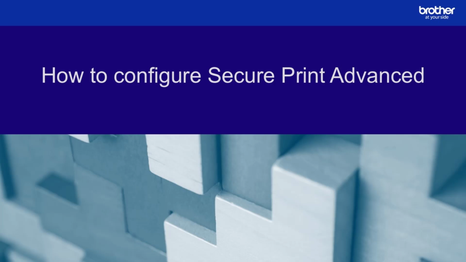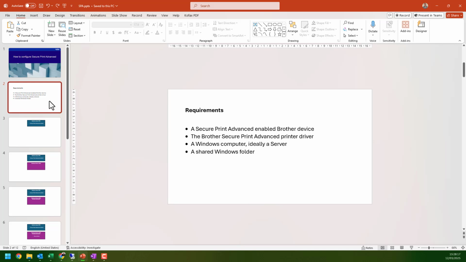Let's take a look at the requirements. First of all, you're going to need a SecurePrint Advanced enabled Brother device. Now, if it isn't enabled, then you'll need to purchase a license from your nearest reseller. If you're not sure who to contact, then you can reach out to your local Brother sales office, and we can try to help put you in touch with somebody.